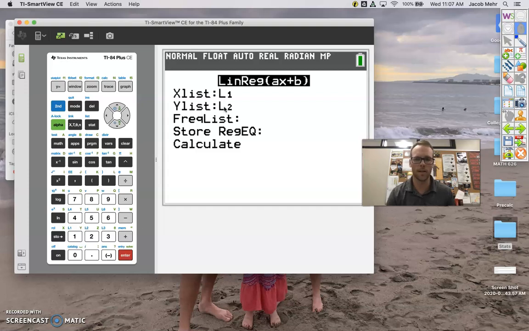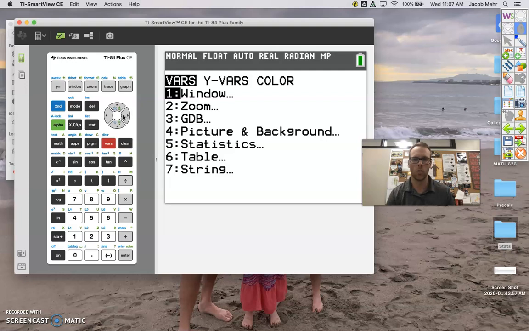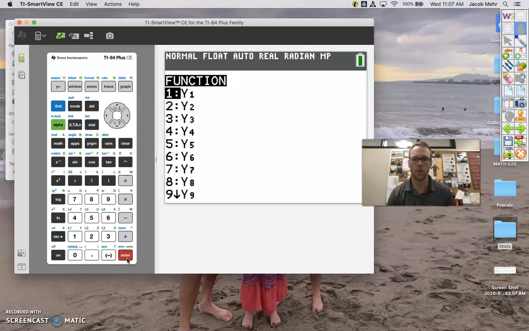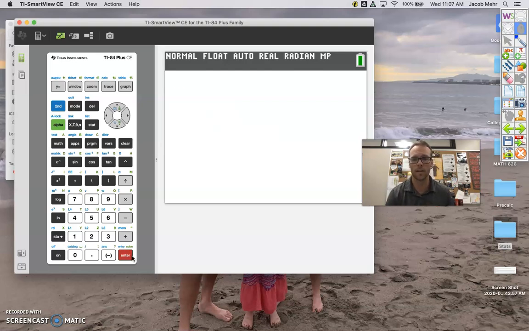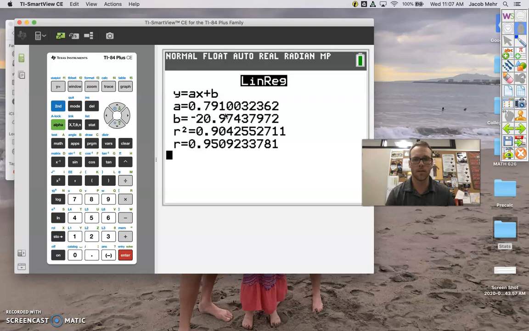List 1 for my x's, list 2 for my y's, no frequency list, but this time I'm going to choose to store my regression equation into y1 so I can graph it and see how well it fits the line. To do that, I'm going to go vars, yvars, function, y1. That's going to take this regression equation that pops up on the screen and automatically put it into y1 for graphing.